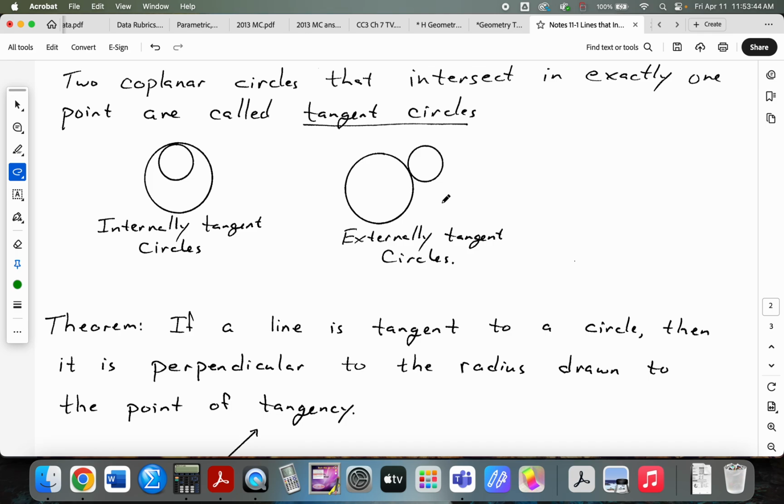Two coplanar circles that intersect at exactly one point are called tangent circles. Tangent means they just have one point in common. If something is tangent to something else, they just have one point in common. So here we have a picture of two internally tangent circles because one circle is inside the other one. Here we have the figure eight or the snowman or whatever you want to call this. These are externally tangent circles. Again, these don't come up a ton, but they are terms that you need to be familiar with.